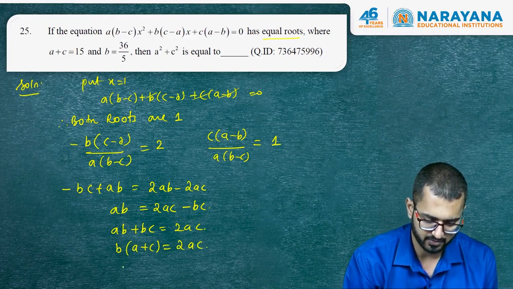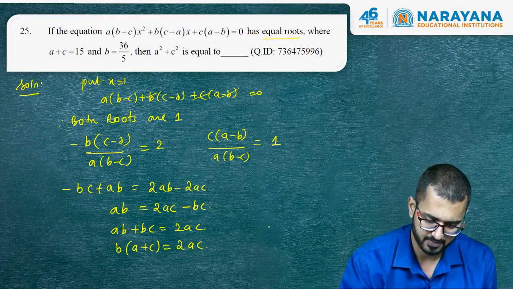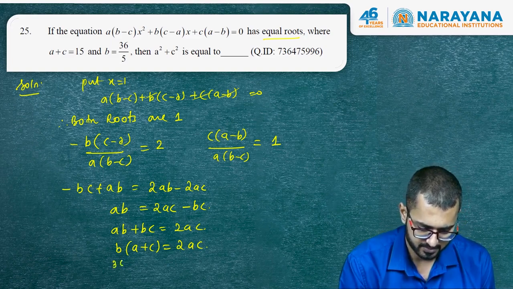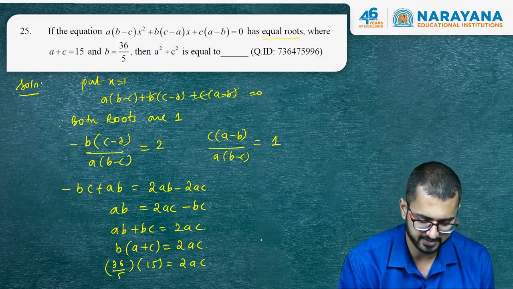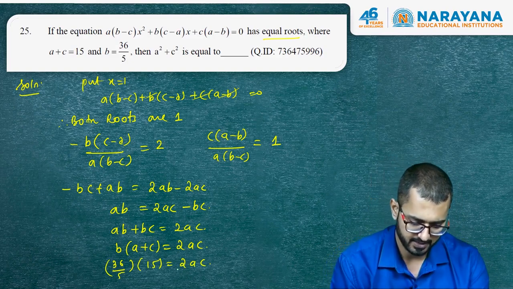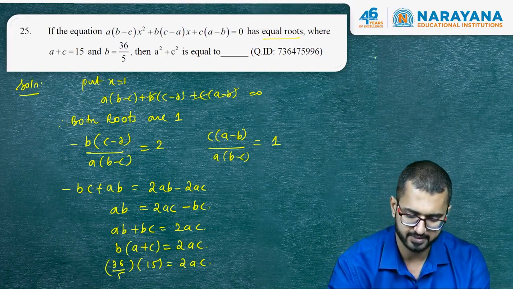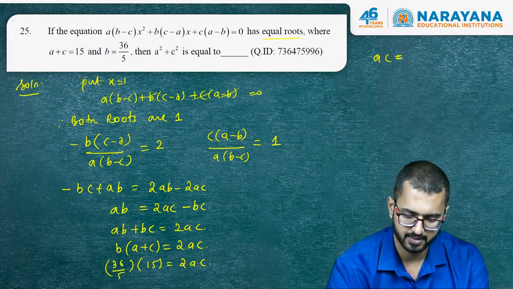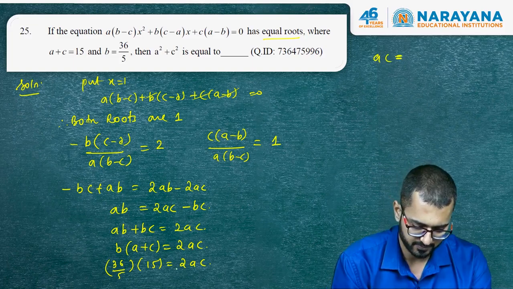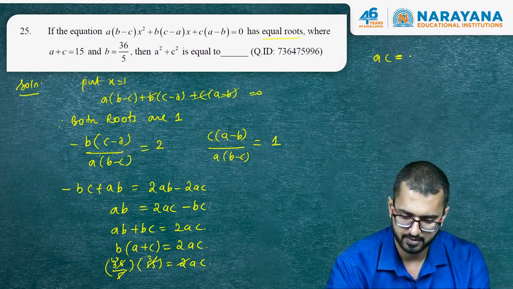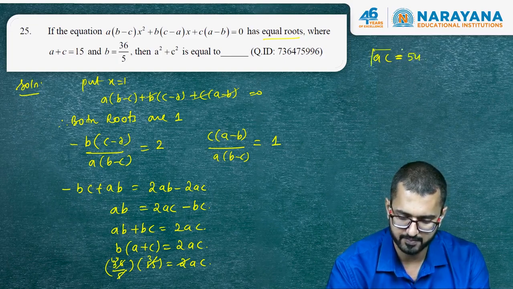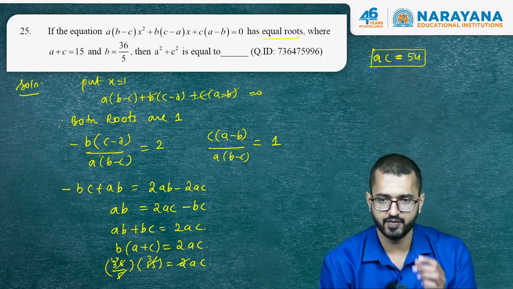The B value we know, it's 36 by 5. 36 by 5 is given, and A plus C is also given to be 15, equal to 2 AC, right? That means from here we can get AC. So AC will now become, 5 3s are 15, 54. So AC will now become 54. We got AC to be 54.